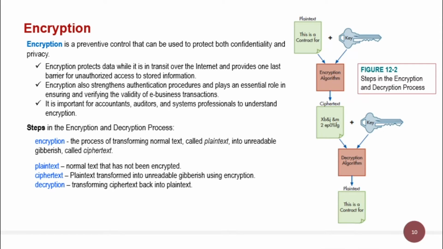First, encryption is the process of transforming normal text, called plain text, into unreadable gibberish called ciphertext. And then after it is encrypted to ciphertext, it is decrypted and goes back into the plain text. This is the encryption process.